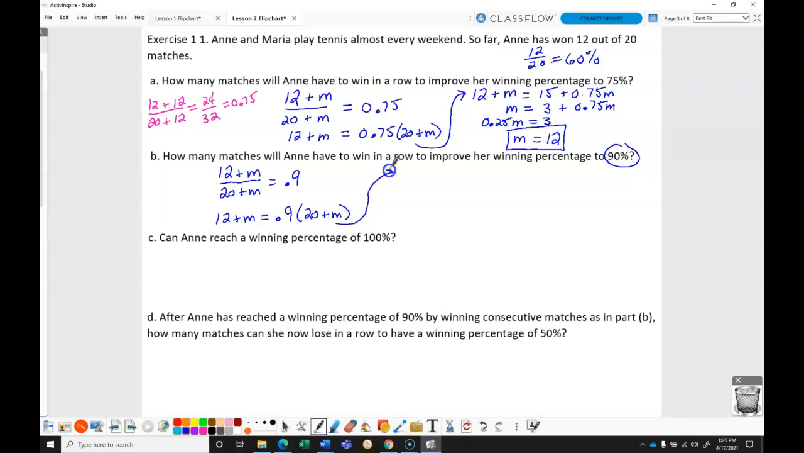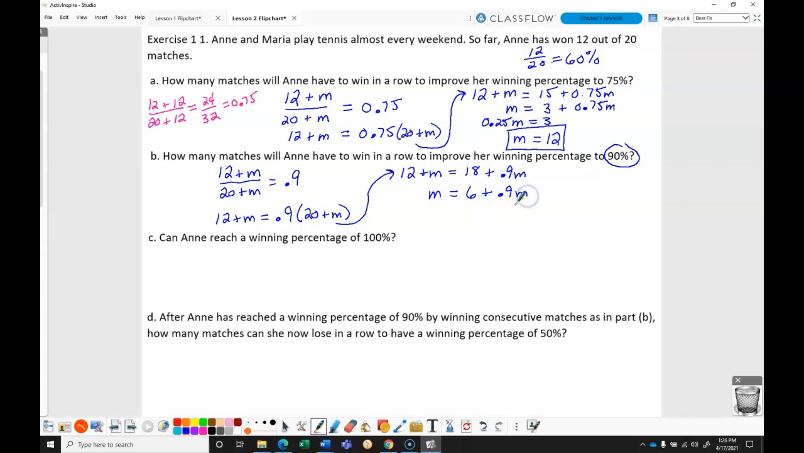Again, I'm running out of room, so I'm going to go up here. And I'm going to actually distribute that 0.9. And I'm going to get, well, the one side stays the same. 0.9 times 20 is 18 plus 0.9m. So I'm going to subtract 12 from both sides. So m equals 6 plus 0.9m.